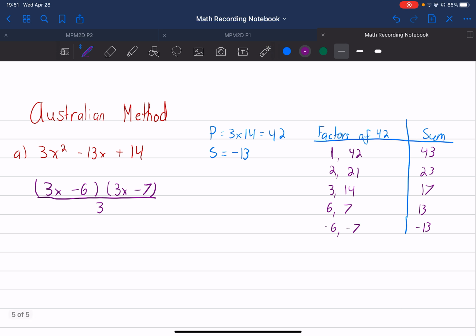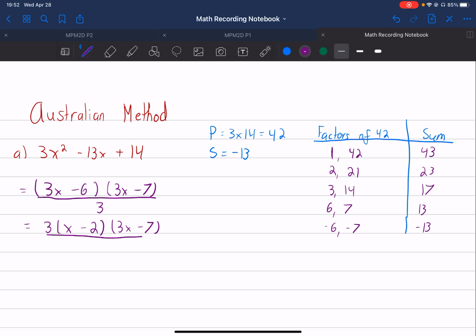Next step is now to try to see if we can get this 3 to cancel out. So we're going to look at our first bracket. We have 3x minus 6. Can we factor anything out from that? As it turns out, we can. We can factor out that 3. So we get a 3 on the outside. 3x divided by 3 gives us x. And negative 6 divided by 3 gives us negative 2. Okay, looks good. 3x minus 7, there's nothing that we can factor out from there.